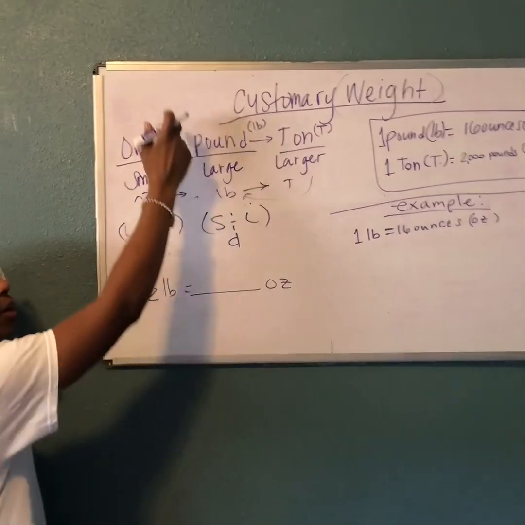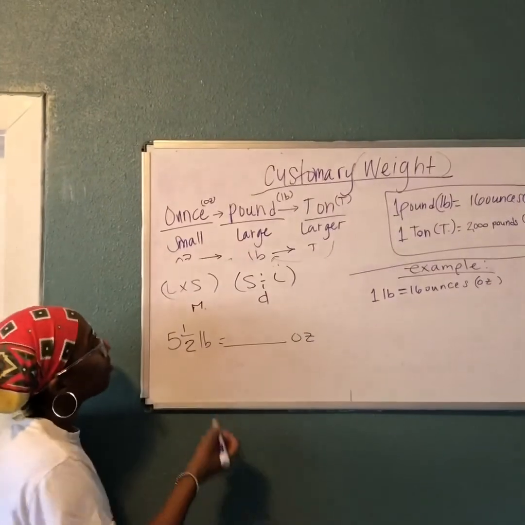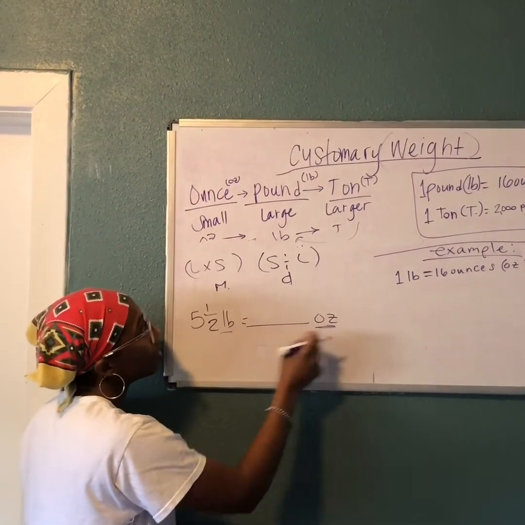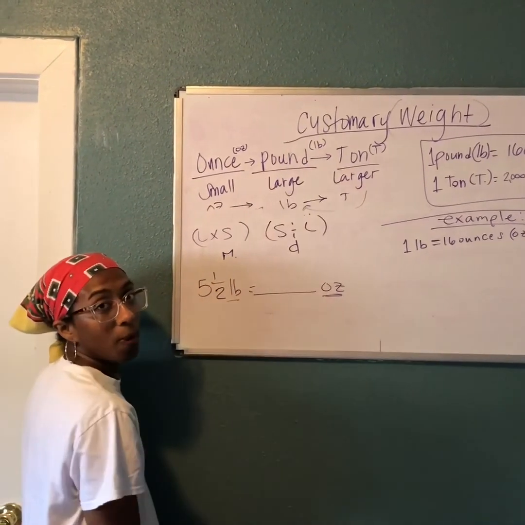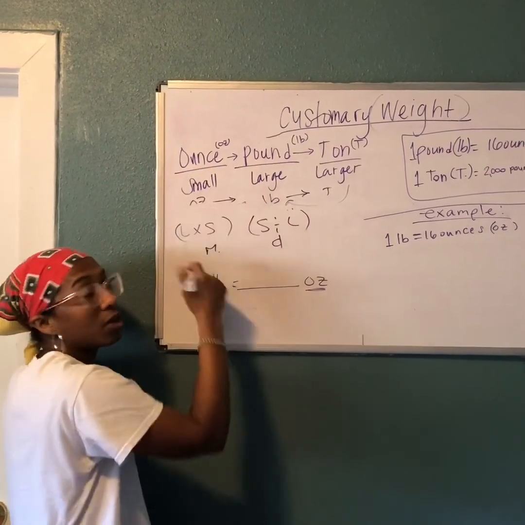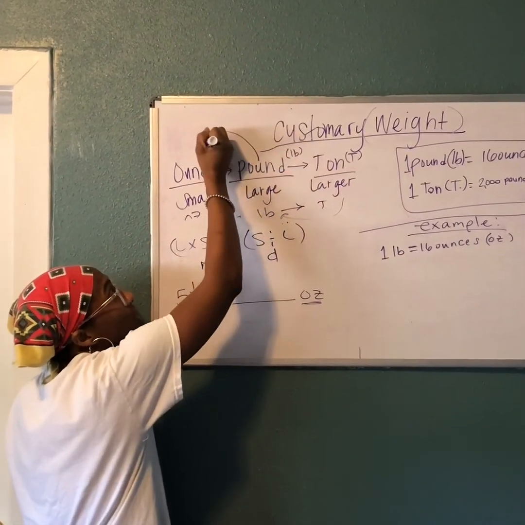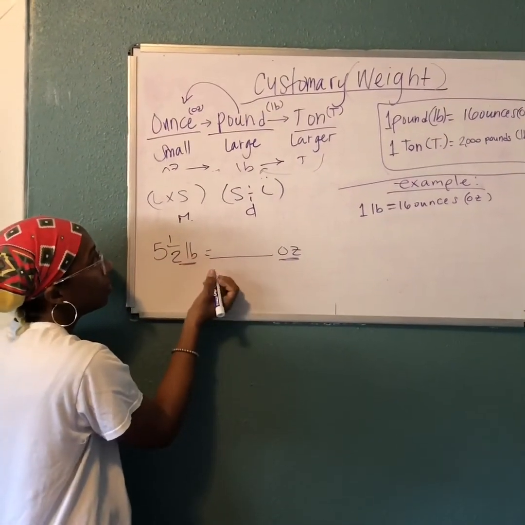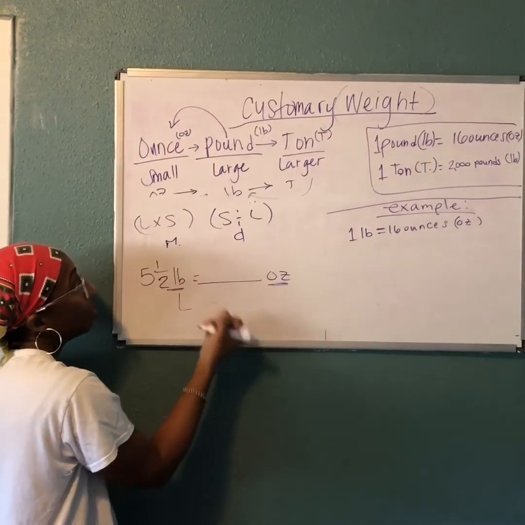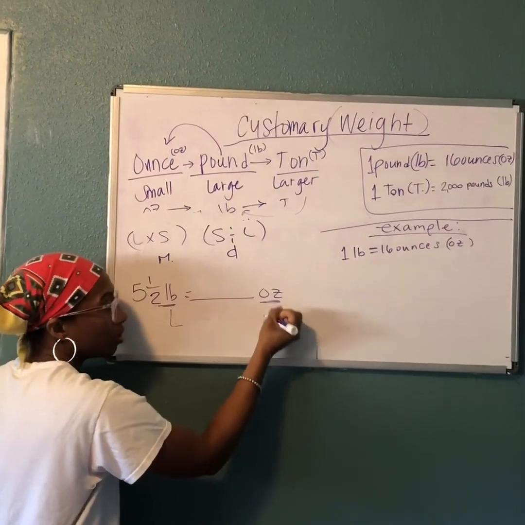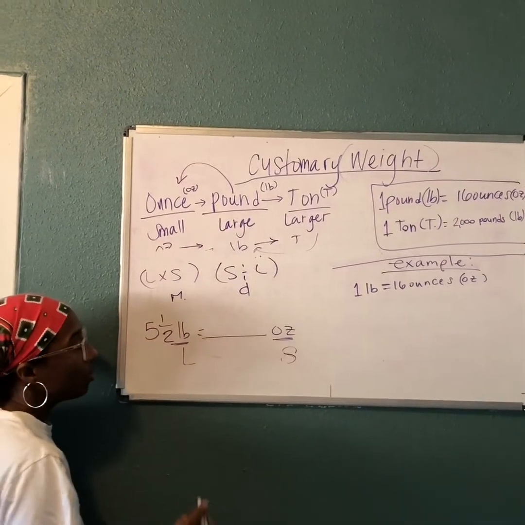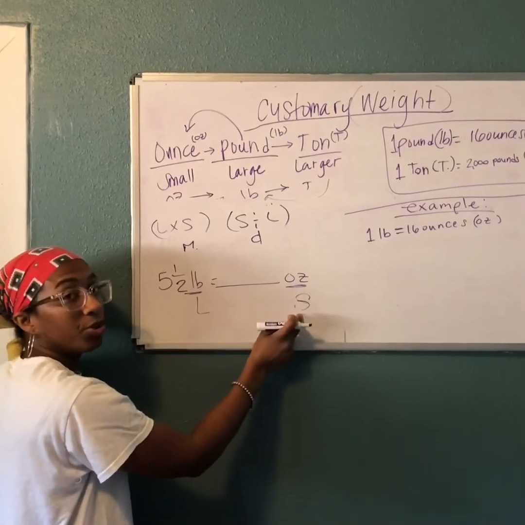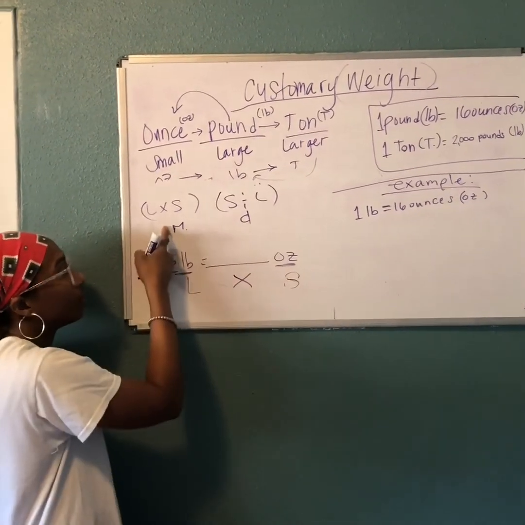So let's go back up here. We have a pound, and then we have an ounce. A pound is here in the middle, and the ounces are over here. So we went from a pound to an ounce. We went backwards. We got smaller. A pound is large and an ounce is smaller. So if we change a larger unit to a smaller unit, we have to multiply, okay?